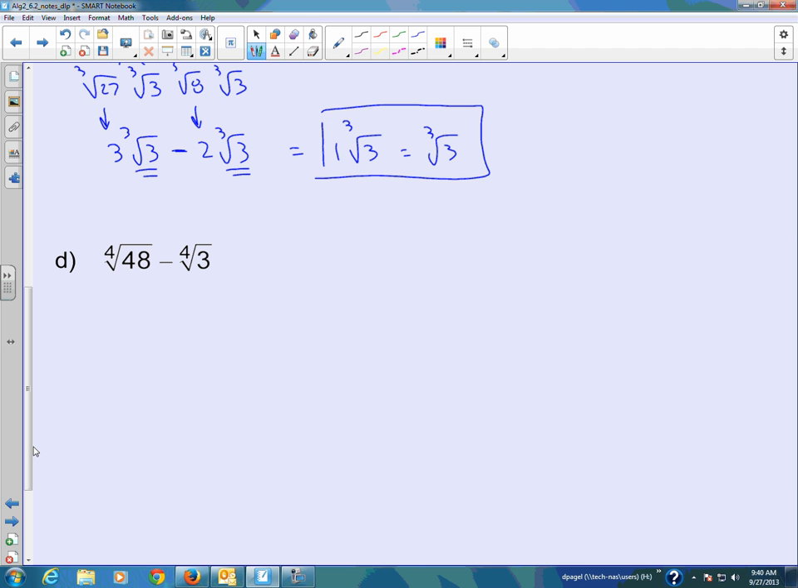How about 48? Well, the 4th root of 3 is already prime. So can I take 48 and somehow get a 4th power factor? And I can. 3 goes into 48 16 times, and the 4th root of 16 is a perfect 4th. So now I have 2 times the 4th root of 3 minus the 4th root of 3, giving me just 1 4th root of 3. So look for those like terms when you're adding and subtracting.